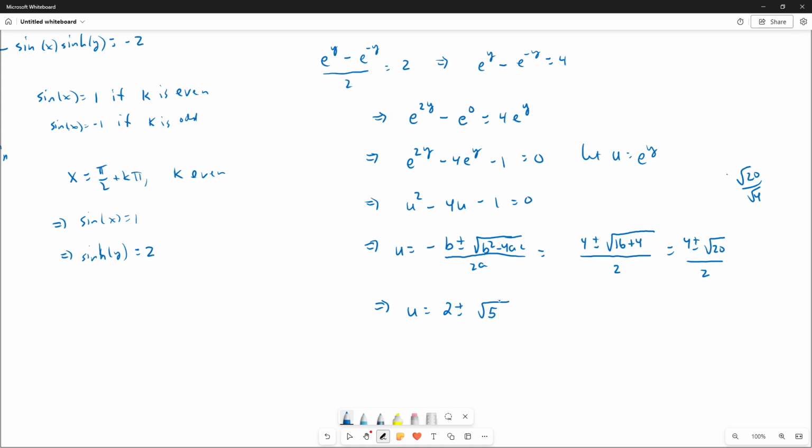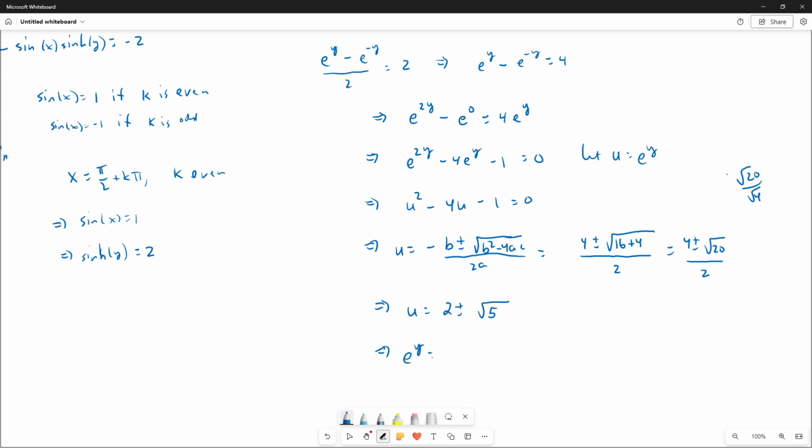Notice that the square root of 5 is more than 2, because here we had 16, which the square root is 4, and then we added to it, so our discriminant here is larger than 4 squared. So 2 minus the square root of 5 will be negative. So let's just keep that in mind here. 2 minus the square root of 5 is negative. So u was e to the y.